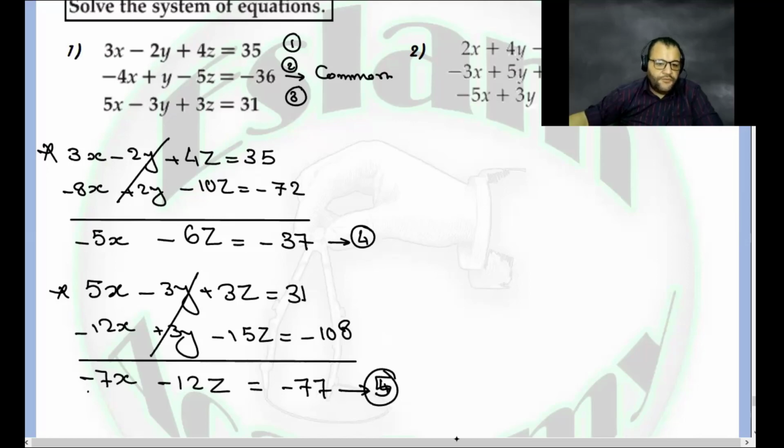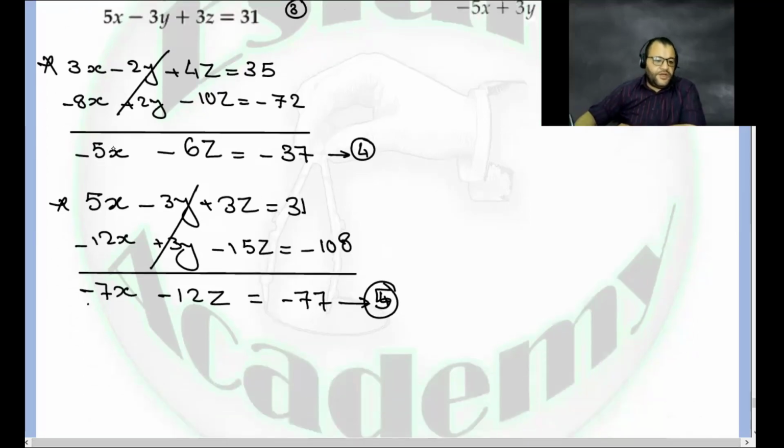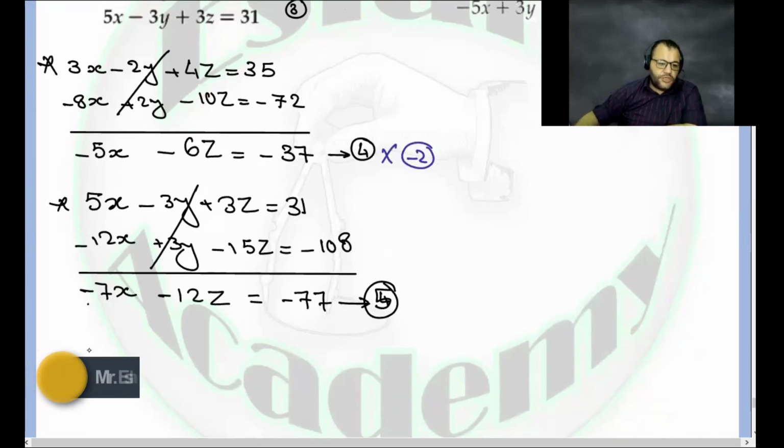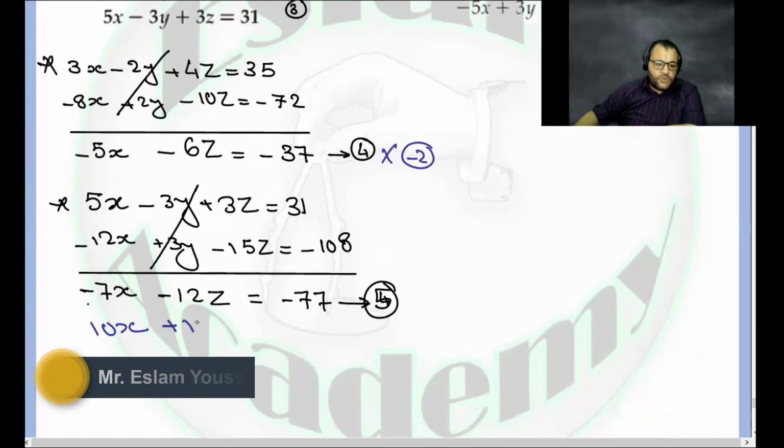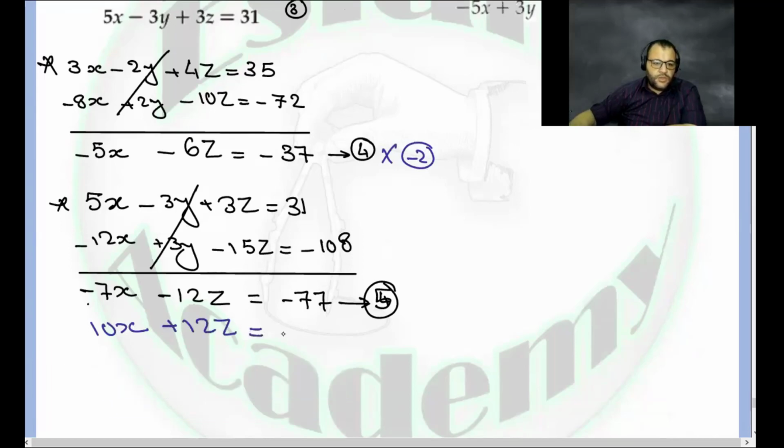Now 4 and 5 together. Can we find a relation now between the variables? Yes. We can multiply the first one by negative 2. Why negative 2? Because to make the difference. So I will write the first one without any change, but the second one I multiply by negative 2. So it will be negative 10x plus 12z equals 74. Then by adding.